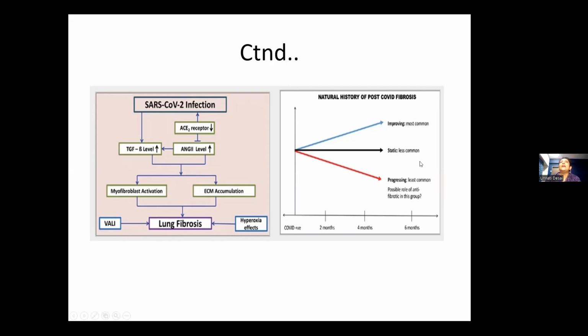Again, there was a hypothesis in a 2021 article, which is true actually, that most COVID positive individuals who had severe pneumonias did very well and were improving. And this was the most common course of the patients. There were some very rare who were static and who probably required oxygen therapy even after discharge, and they remained on oxygen. A less common group was one which progressed.